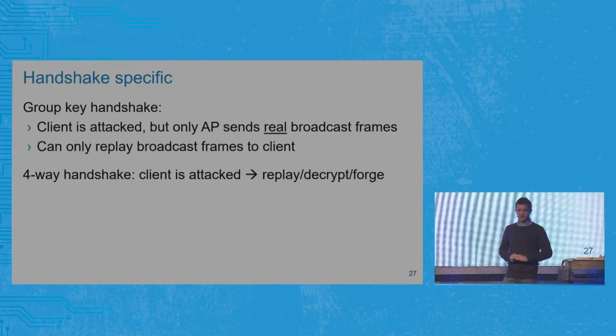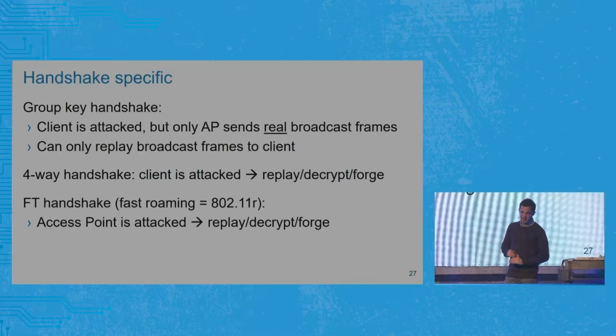Now, there's also a third handshake that is vulnerable, and that's called the FT handshake. The FT handshake is used when you roam from one access point of a network to another access point of the same network. And the idea behind this handshake is that it can be executed very fast. So, for example, if you're calling over Wi-Fi and you are roaming from one access point to another, then your call won't drop and you won't notice anything. The interesting fact about this handshake is that we are attacking the access point and not the client. That's because this handshake is initiated by the client, in contrast to the four-way handshake, which is initiated by the access point. So in this case, it's not the client that we can attack, but the access point.